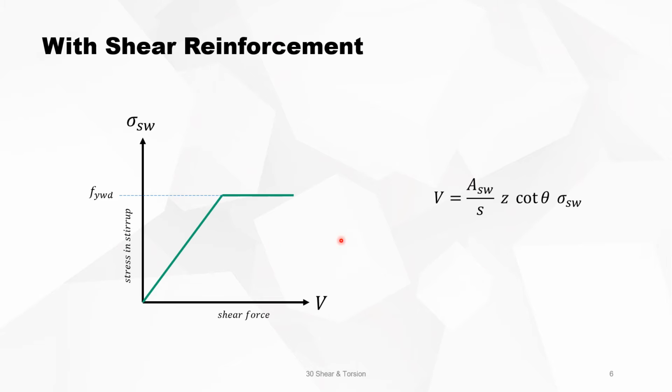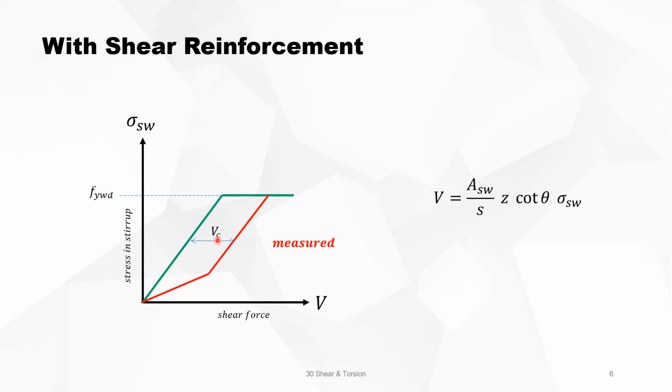So this equation means the green line here. That's what you expect. But when you do tests, you measure the red one. This inclination is the same as this inclination, but in the beginning you can take more shear force for the same stress in the stirrups. The difference between those two lines is the shear force that can be taken up by the concrete itself without the shear reinforcement.